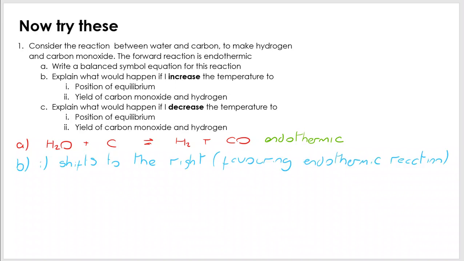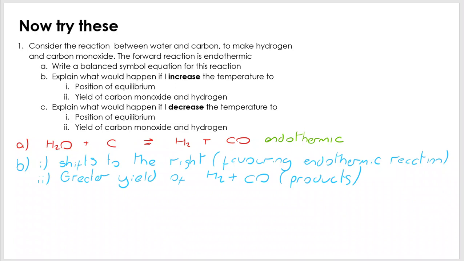If I increase the temperature, the system will act to decrease the temperature. It will shift to the right to favour the endothermic reaction. What will that do to the yield of carbon monoxide and hydrogen? It will give us a greater yield. In industry, that would be really important because we want to make more products.